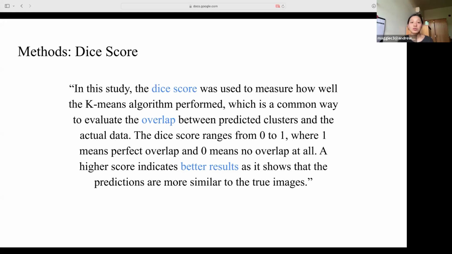We also chose to use the CNN and perform the dice score on the CNN as well, as that is similar in being able to show the prediction image and the true image differences.